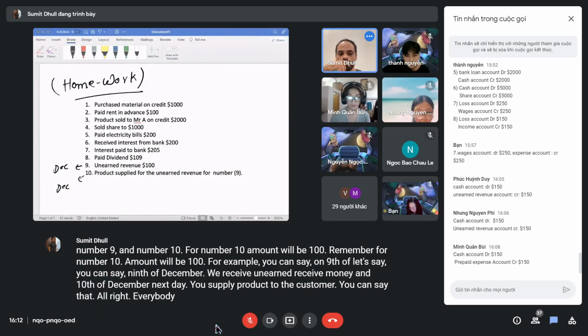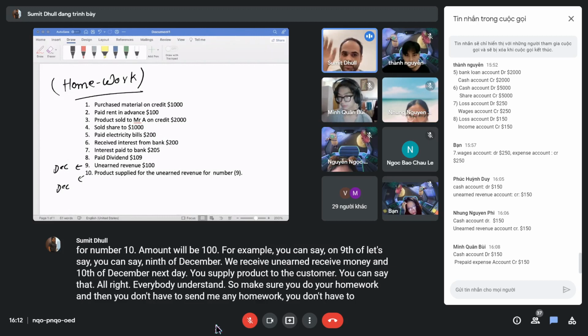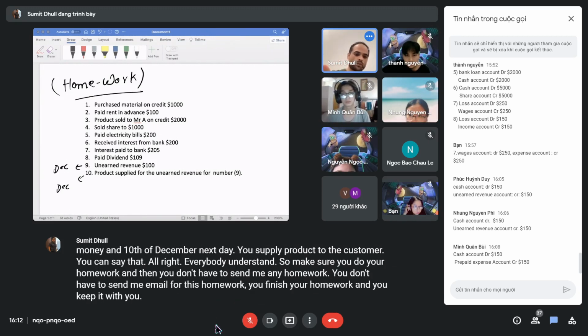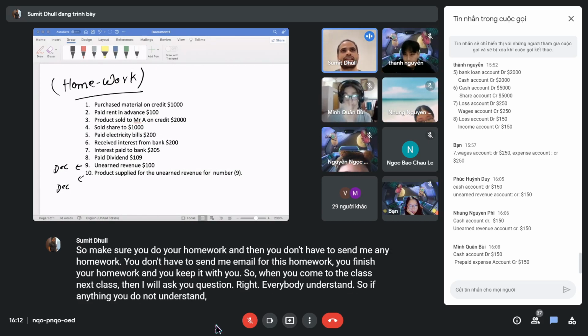Everybody understand? So make sure you do your homework, and you don't have to send me any homework. You don't have to send me email for this homework. You finish your homework and you keep it with you. When you come to the next class, I will ask you questions. Everybody understand? If there is anything you do not understand, please send me email. Everybody okay with it? Any question?